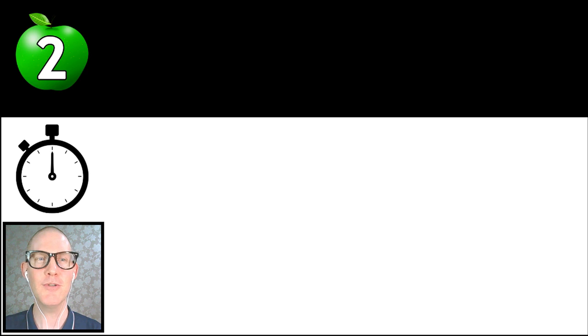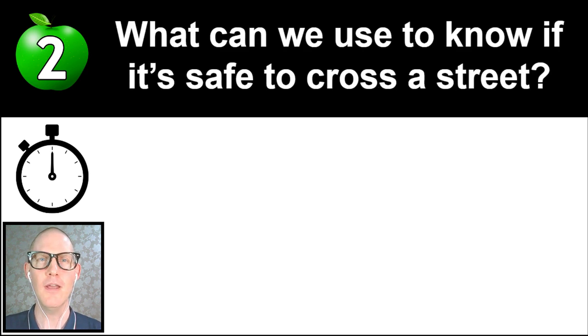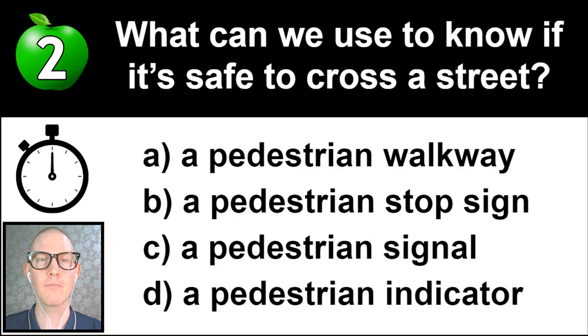Question number 2. What can we use to know if it's safe to cross a street? A, a pedestrian walkway. B, a pedestrian stop sign. C, a pedestrian signal. Or D, a pedestrian indicator. All right, what do you think?